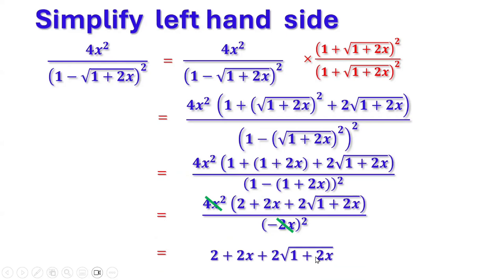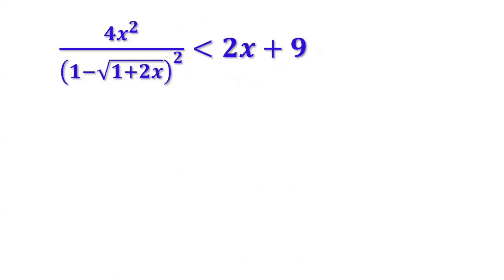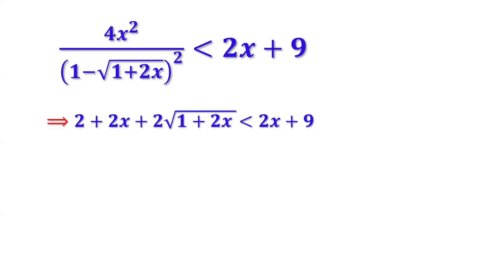So next we come back to the given problem. So given that 4x square over (1 minus square root of 1 plus 2x) whole square is less than 2x plus 9. So from the previous slide, this is equivalent to 2 plus 2x plus 2 square root of 1 plus 2x less than 2x plus 9. So now we can see from here that 2x and 2x cancel out and this 2 becomes 7. So this will be 9.